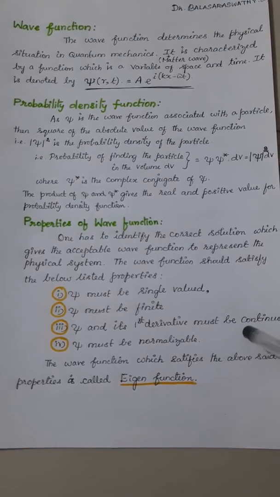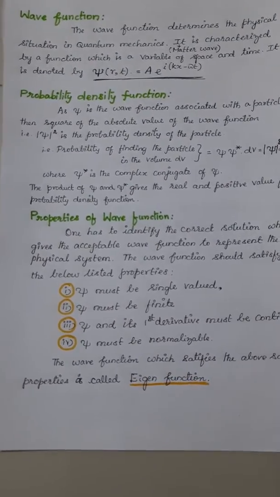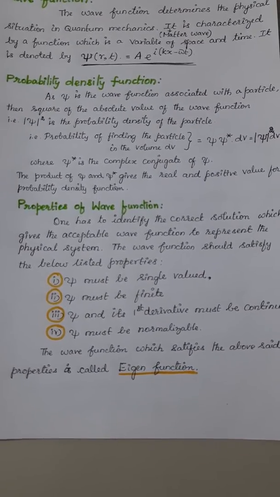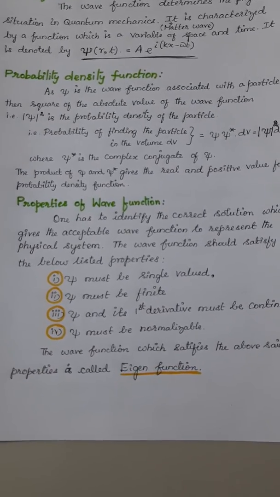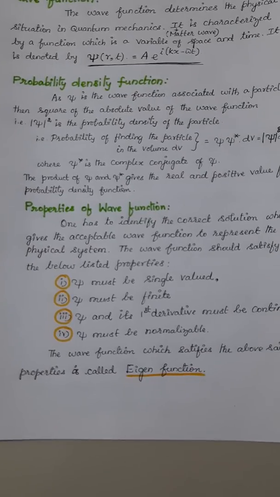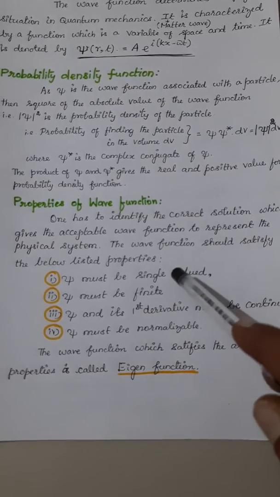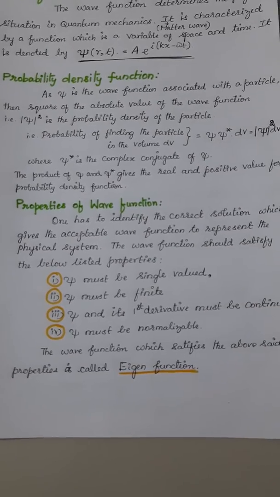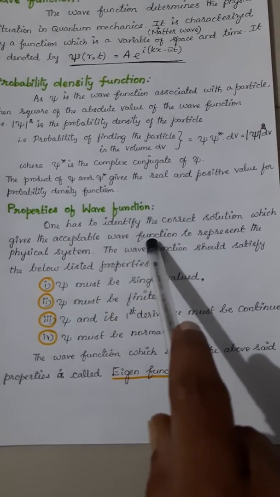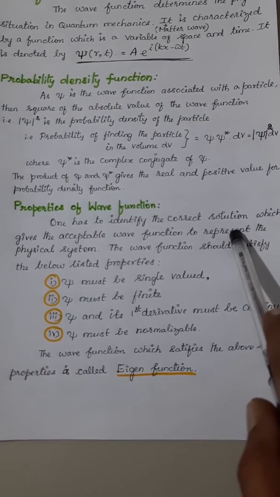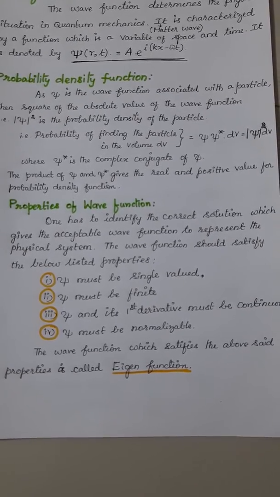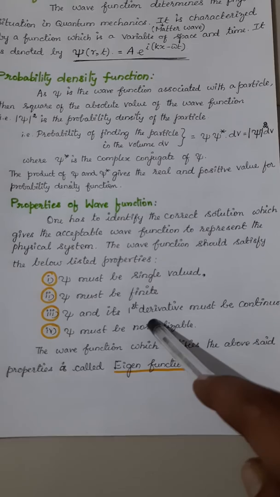Next, about the properties of the wave function. We are going to derive a wave equation, and from that wave equation, by applying the initial conditions and boundary conditions, we are going to obtain the solution. That will give you a number of solutions. So to find the correct solution, the wave function that we obtain should have the following properties.